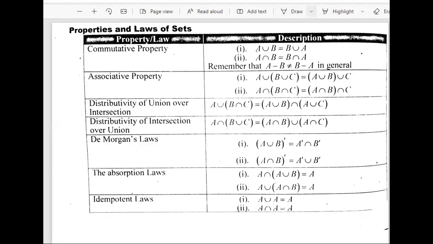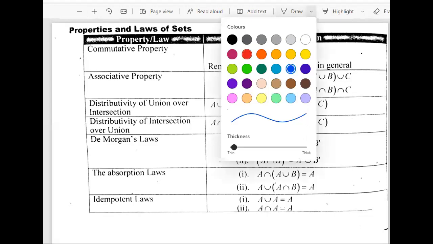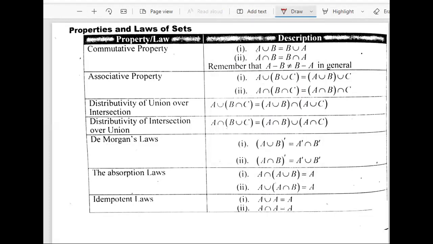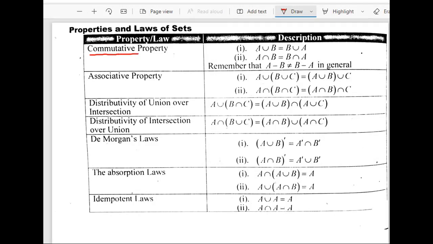Now properties and laws of sets. We did discuss some of these in the previous class as well, but now we will discuss all of them together. The very first property is the commutative property. We have been studying the previous chapter in which we talked about semi-groups, monoids, and stuff like that.